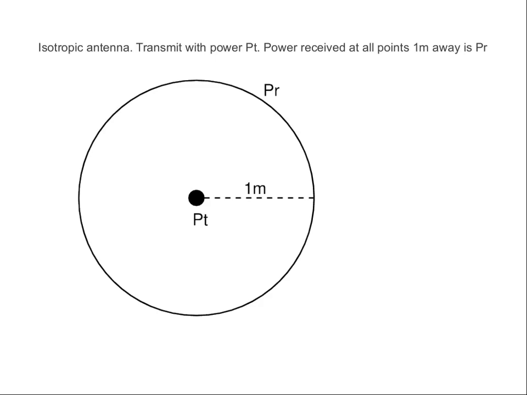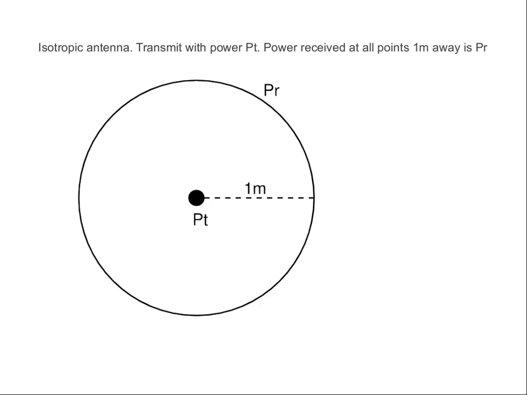Now, if I measure the receive power 1 meter away in this direction, and let's make up a number, I measure PR to be 1 watt. Okay? I measure it to be 1 watt. And then I go and measure 1 meter away in the opposite direction. What's the power level? It will also be 1 watt.